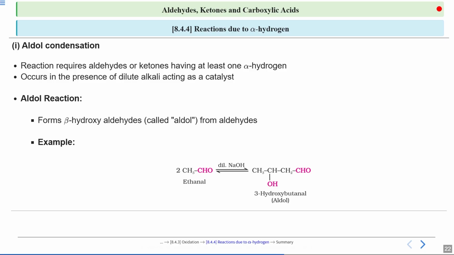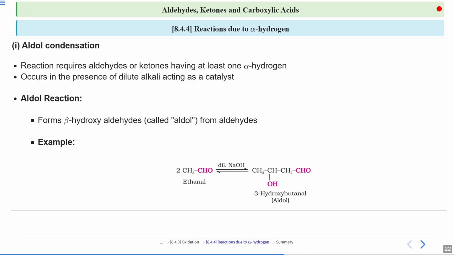Now look at the example. There is ethanal, which is an aldehyde. When you treat it with a dilute alkali, which acts as a catalyst, you get an aldol product, that is 3-hydroxybutanal. You can see that the carbon directly attached to the carbonyl is the alpha carbon, and next to the alpha carbon is the beta carbon. So on the beta carbon, a hydroxy group is present. That is why we say it forms beta hydroxyaldehydes, or it is also called aldol.